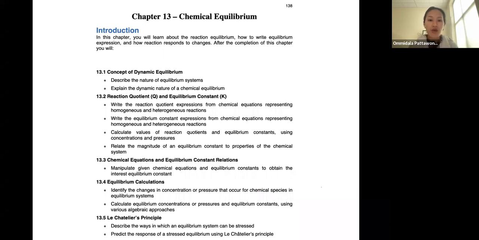So the theme of this chapter, we are going to focus our attention on dynamic equilibrium. We are going to use the terms reaction quotient and equilibrium constant to help us determine how much substance is in equilibrium. So that's going to be the theme of this chapter.